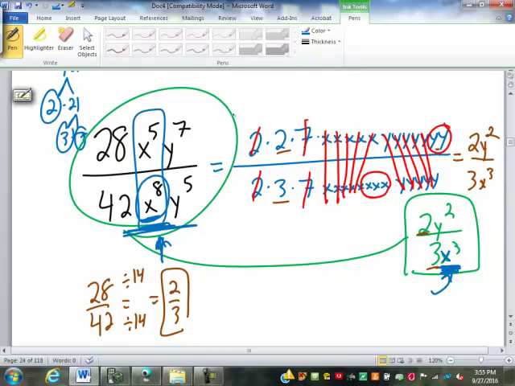Then we look at the y's. Y ended up where in my answer? On top, right? It ended up on top because the larger power was on top in the original problem. 7 minus 5 was 2. Well, let's look at that and see if that'll work for another example.